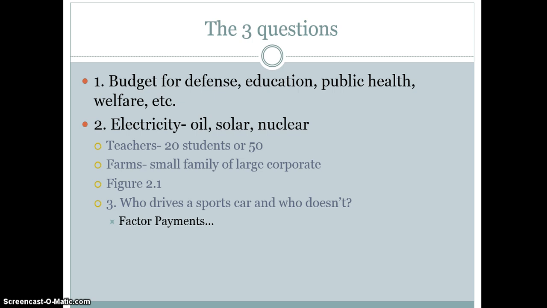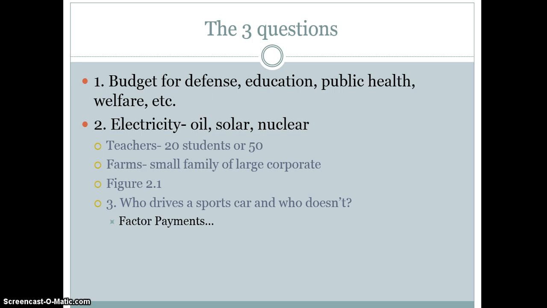Question 2, how is it going to be produced? We'll look at electricity for our example there. People today consume large amounts of electricity. It's needed for our modern way of life. So how do we generate electricity? Does it come from oil being distilled into gasoline and then being fueled that way? Solar energy, nuclear energy. So how are we going to produce the amount of energy that we need?